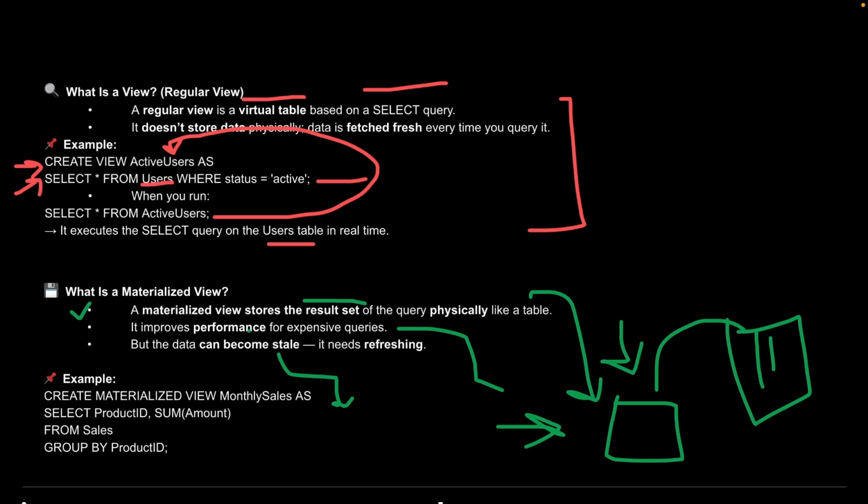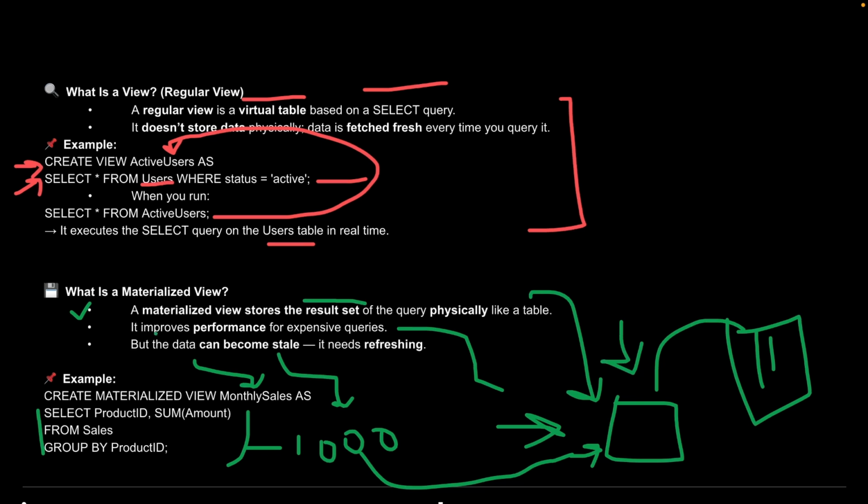The first point says a materialized view stores the result set of the query physically, like a table. So you write: select product_id, sum of amount from sales, and this is creating a materialized view. You have mentioned the materialized view. Let's suppose this query filtered out 1,000 records today. You will store these thousand records into an actual physical table, pointing to this view name, monthly sales. So it will be an actual table which stores your view detail.